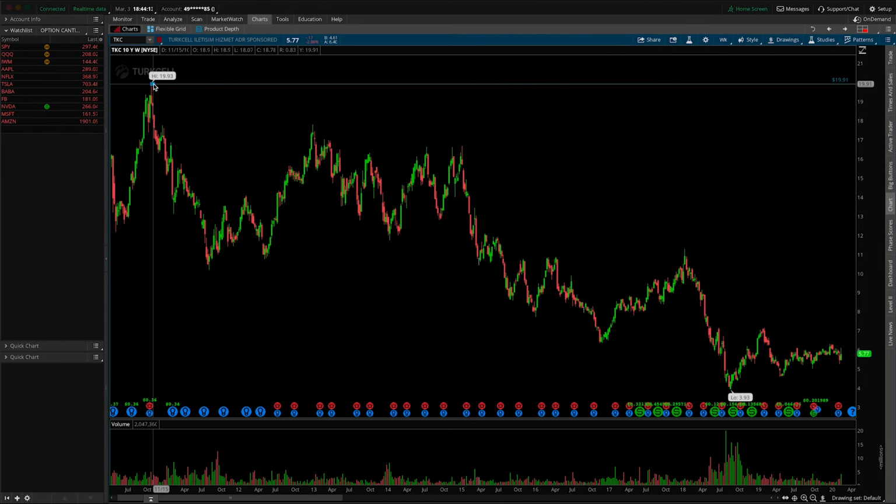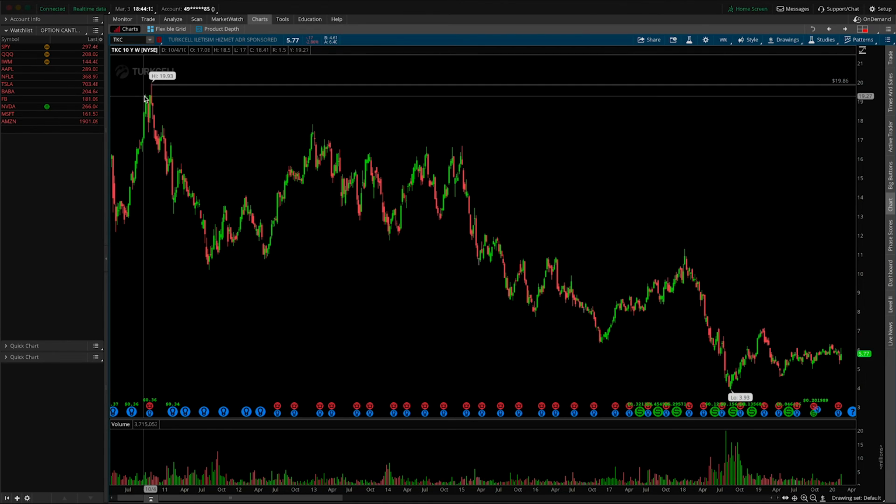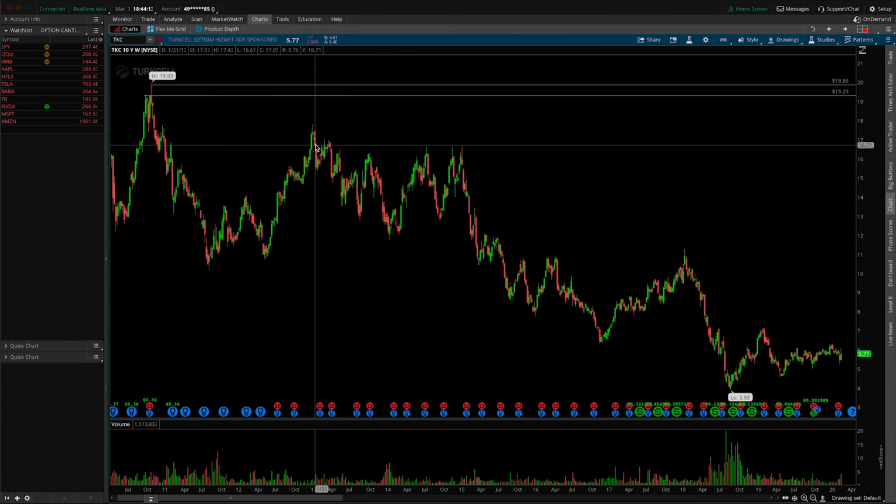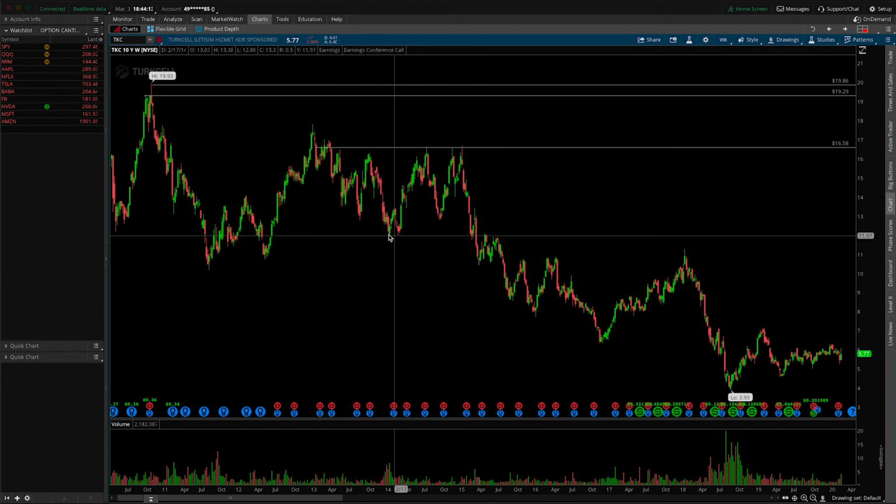So again, we can mark off our all-time high just as a reference point for us, but it looks like there's some resistance. Come on, right there before. Perfect, got that one. This is certainly a resistance level.